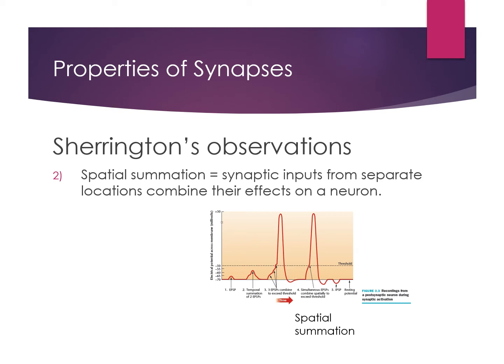If I just have 1 pinch, I'm sub-threshold. 2 pinches, I'm still sub-threshold. And the 3 pinches got us to the threshold of excitation, and the neuron sent its action potential.